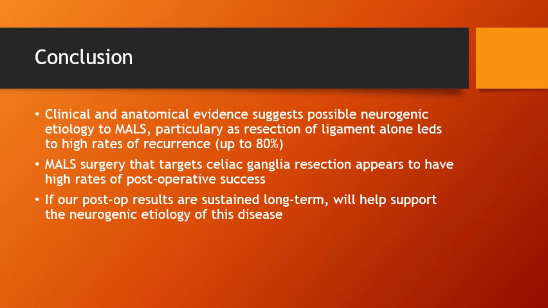So we argue that our clinical and anatomical evidence suggests a possible neurogenic etiology to MALS, particularly as resection of the ligament alone leads to a higher rate of recurrence compared to a resection with a ganglion resection as well. MALS surgery that targets the celiac ganglion seems to have a higher rate of postoperative success. And if our post-op results are sustained long-term, this will help support this neurogenic etiology of the disease.